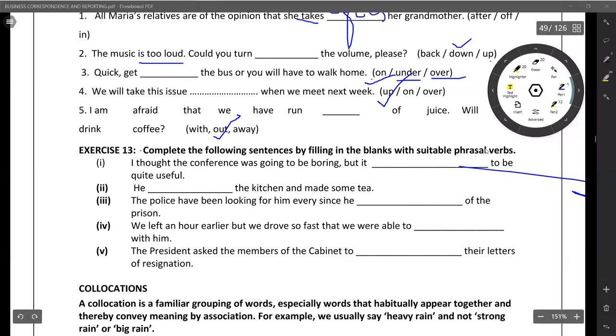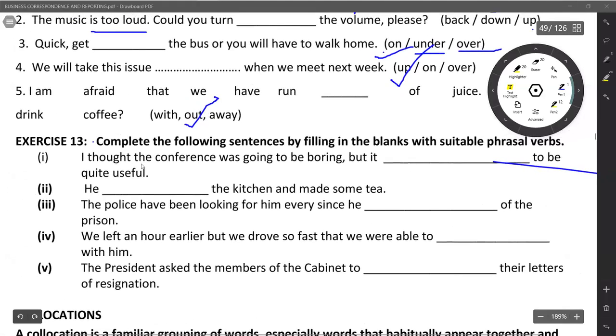Okay, good, guys. So you're giving me a lot of suggestions. Let's start working on it. I thought the conference was going to be boring, but it turned out... So what Niranjan had said, what Dhruva has said is right, guys. Turned out. Carry forward will be to take it forward. Tomorrow we will carry forward this discussion. But here it is: it was boring, but it turned out to be quite useful.